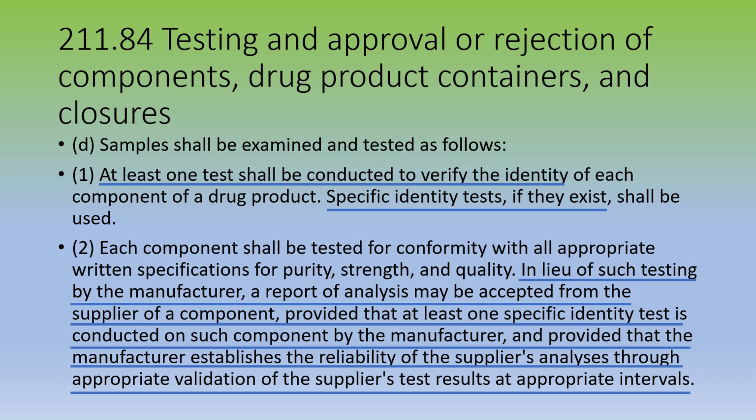21 CFR Part 211 deals with finished pharmaceuticals, whereas ICH Q7 deals with APIs and intermediates, one step before the finished pharmaceuticals. So the difference between these two requirements is that in finished pharmaceuticals, one identity test is necessary even if the API supplier complies to the requirements under section 211.84 D2. There is one additional requirement. The supplier's test results should be validated at an appropriate interval. This must be established based on the performance of the supplier.